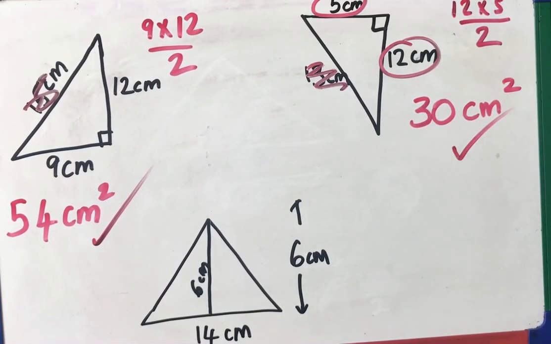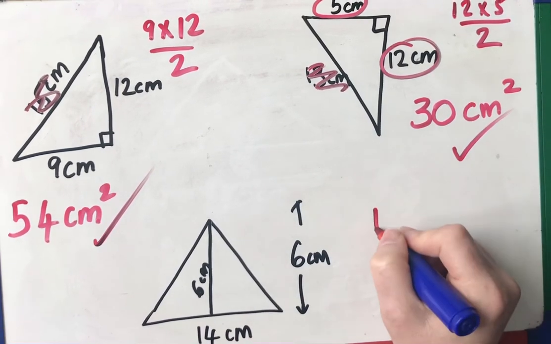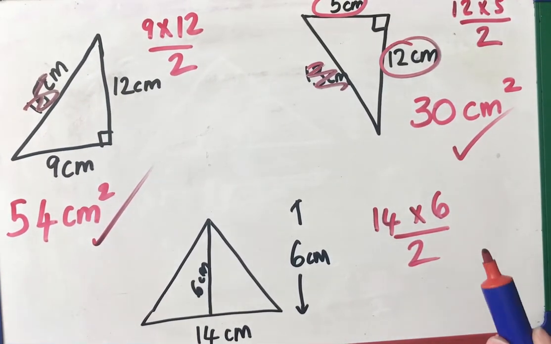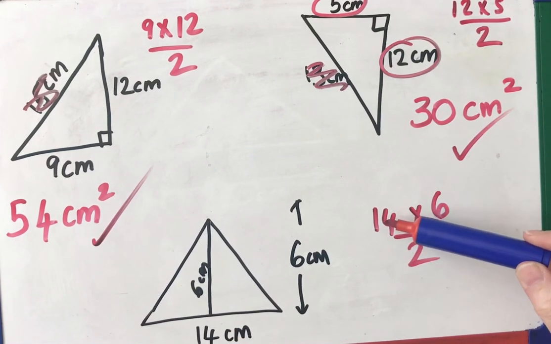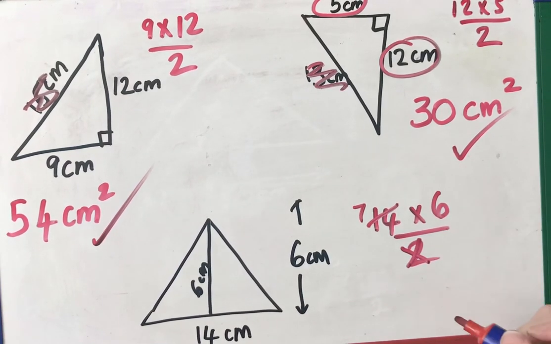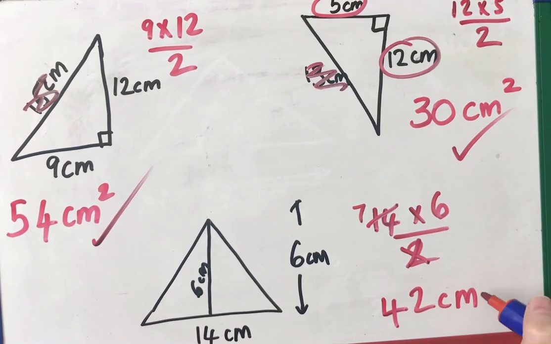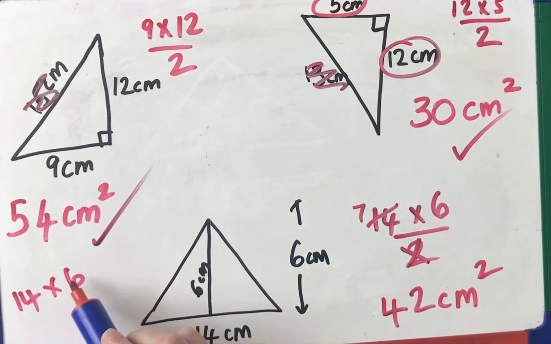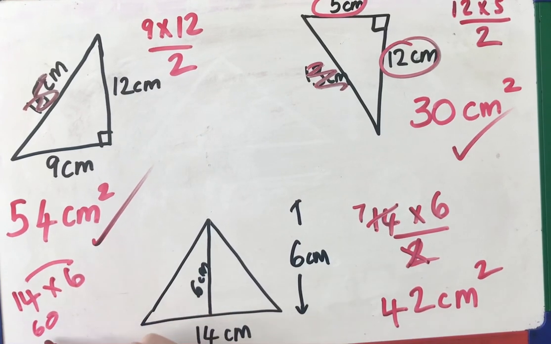Let's have a look at this pesky little isosceles triangle. Well, it's the same thing I'm going to do. Base times height divided by 2. Again, I can halve one of these before I even start. So 14 divided by 2 is 7, which leaves me to just do 7 times 6, which is 42 centimetres squared. You could, of course, done 14 times 6, which is 60, and 4 sixes are 24, which is 84, and half of 84 is 42 centimetres squared.